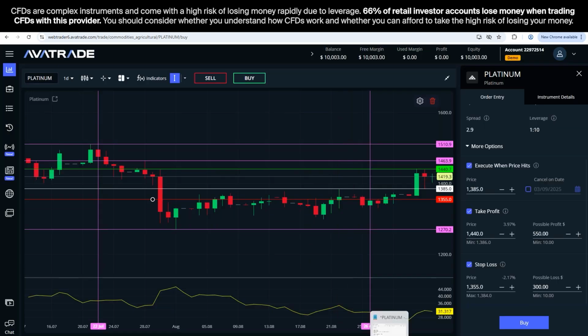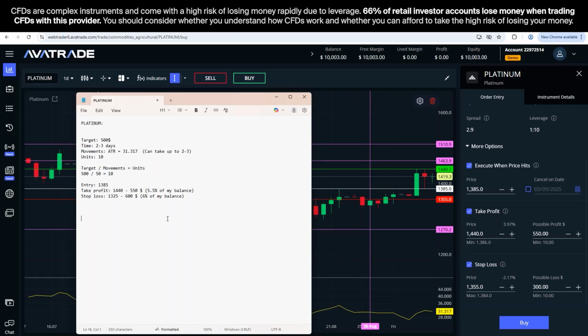And a very easy way to know your percentage out of a certain number, the number out of your balance, is to go: possible loss or possible profit divided by balance equals factor, and then factor times 100 equals percentage of balance.